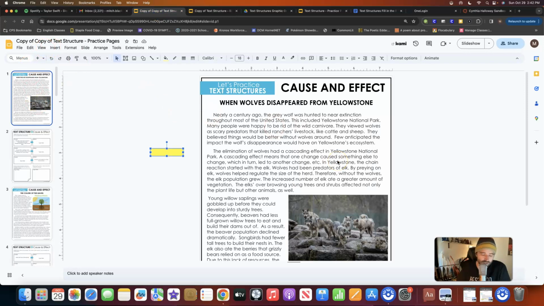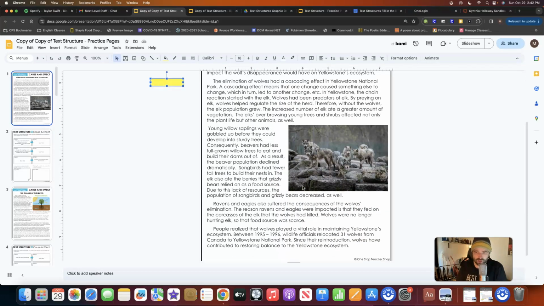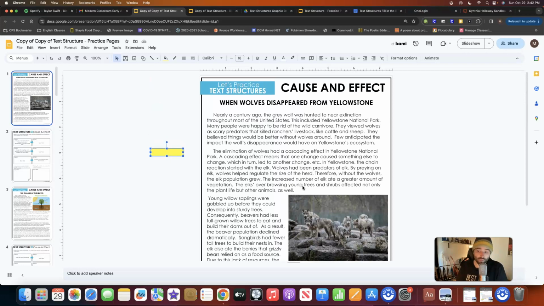I'm going to read this one with you together, and we're going to break down each part of it as we go through, and then we're going to highlight the signal words, and we're going to fill in the graphic organizer. So in looking here, as I read, you should be thinking about the signal words, looking for causes, looking for effects, but not filling in anything yet. We don't want to jump the gun. We want to read this entire passage first together, and then I'd like you to read it again on your own.